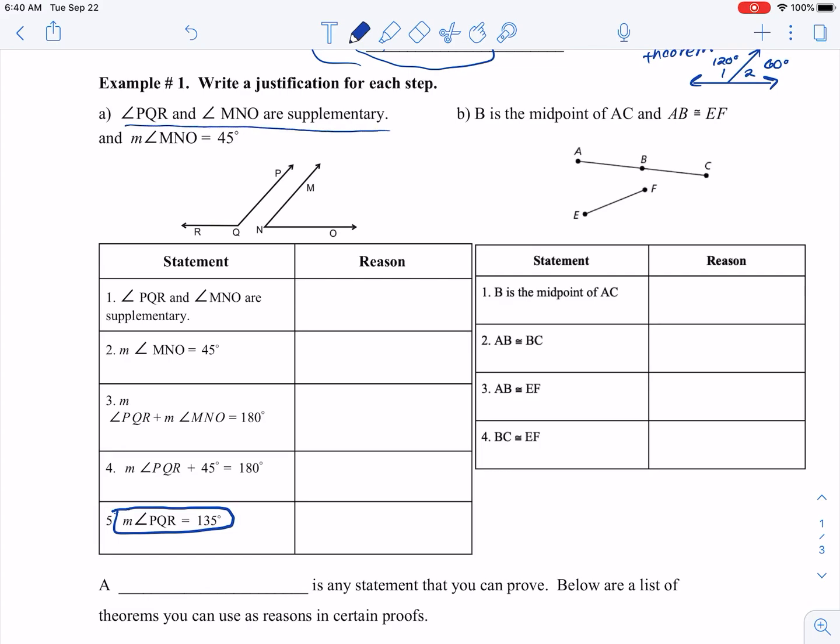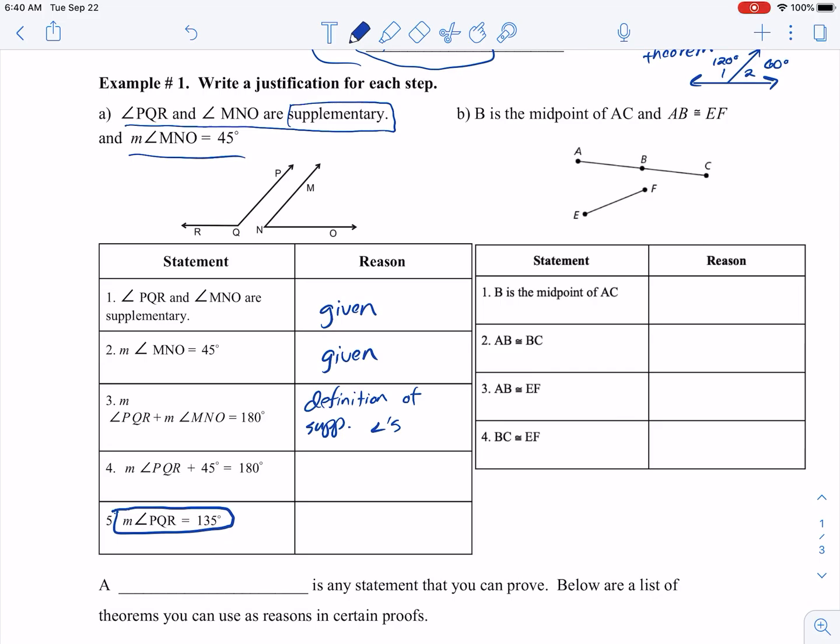Angles PQR and MNO are supplementary. We are told that to begin this problem, so it's given. We are also told that the measure of angle MNO is 45 degrees. That is also given. Okay, then we are told that the measure of angle PQR plus the measure of angle MNO equals 180 degrees. Well, if they are supplementary angles, then we know that their two measures sum to 180. So that would be the definition of supplementary angles. You can abbreviate and use symbols.